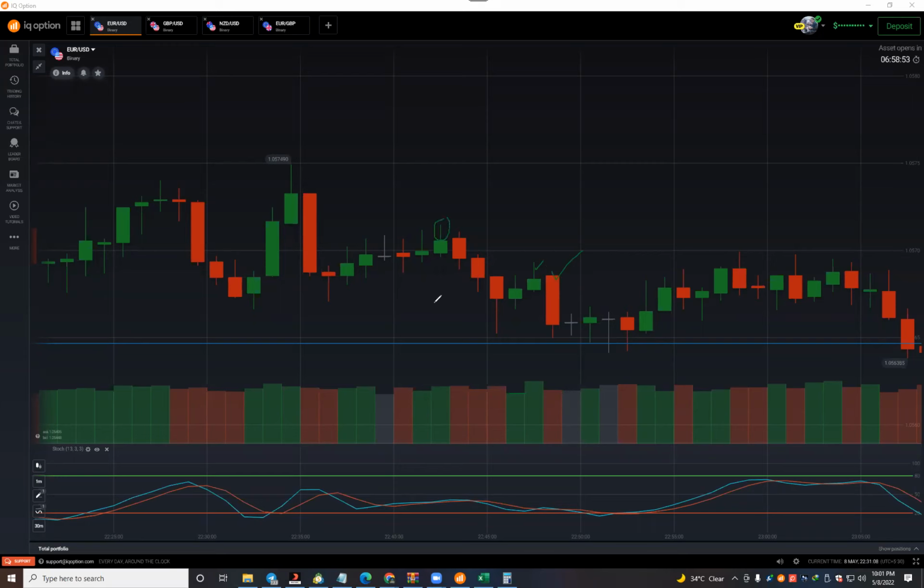Upper rejection is a little bit greater than the body and volume increases from the previous bar. The next candle will be the red candle, right? So this is the way you can understand from the volume. And first of all, just understand whether this pattern has a strong volume or not.